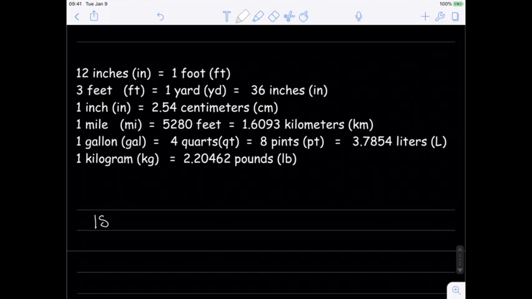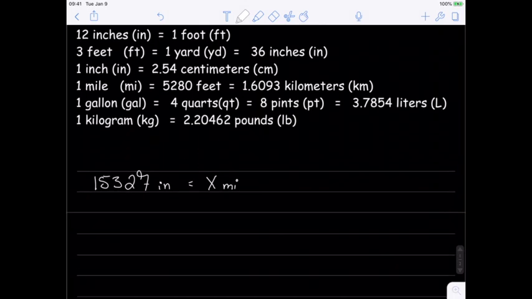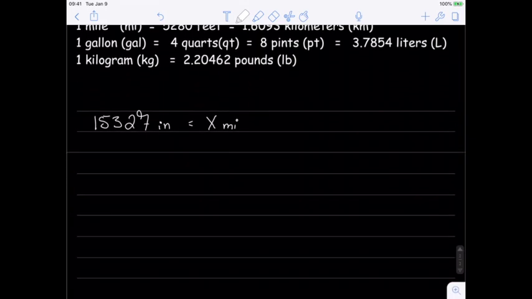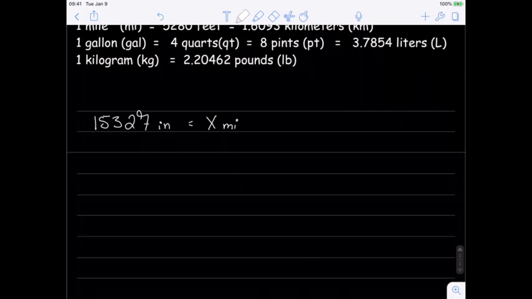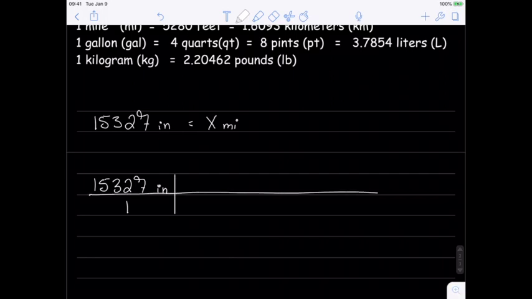Let's say we have 15,327 inches. I measured something, I don't know what, came up with that, and I want to know what that is in miles. So first thing we want to do is write our given, our known. So 15,327 inches, please write your units, it's really important, over 1. And we're going to set this up in a grid.